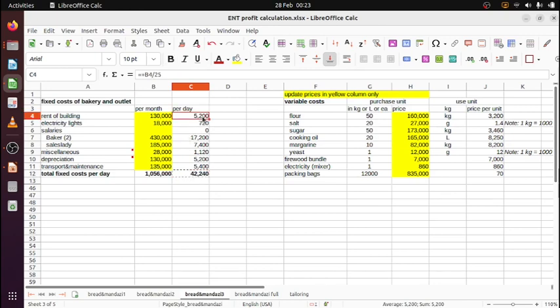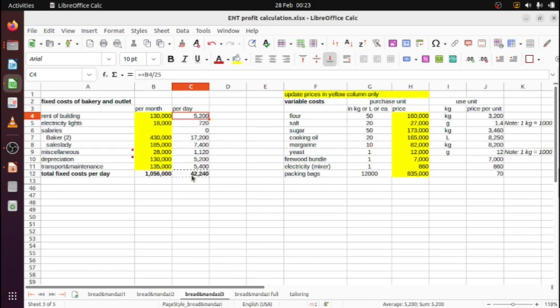25 days, I just calculate here the rent of building per day, that is per month, divided over 25. You divide it over the working days actually, because your cooks, or your baker, your sales lady are not working on Sunday, so you have 25 days on average in a month, or 26, that's up to you.